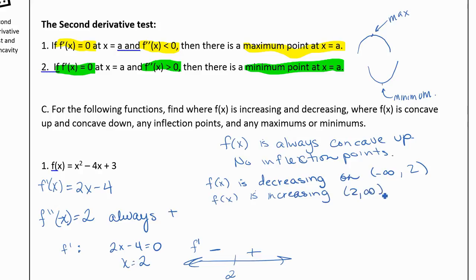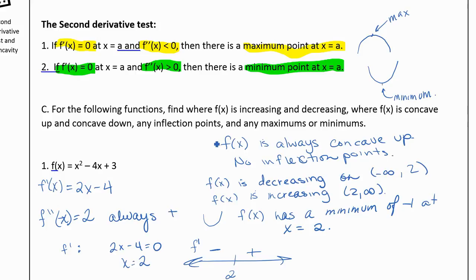and f of x is increasing from 2 to infinity. Now we have the information that the second derivative is positive, so that means we're concave up. So since we're concave up at 2, we have a minimum. And to get the minimum, remember we find f of 2, so we plug 2 in here. So 4 minus 8 would be negative 4, plus 3 would be negative 1. So it has a minimum of negative 1 at x equals 2.